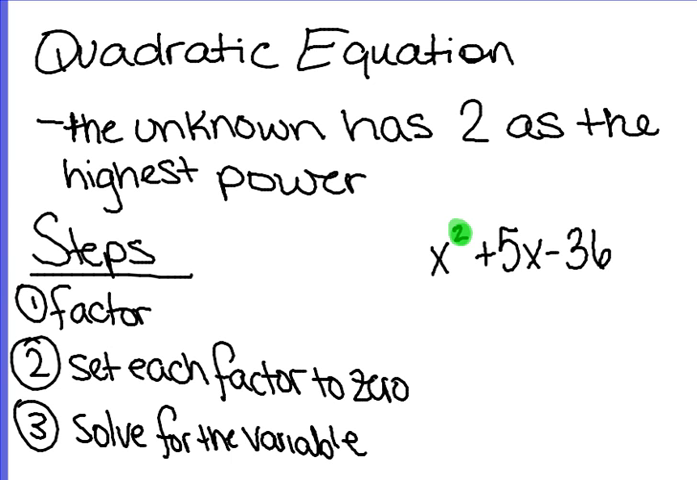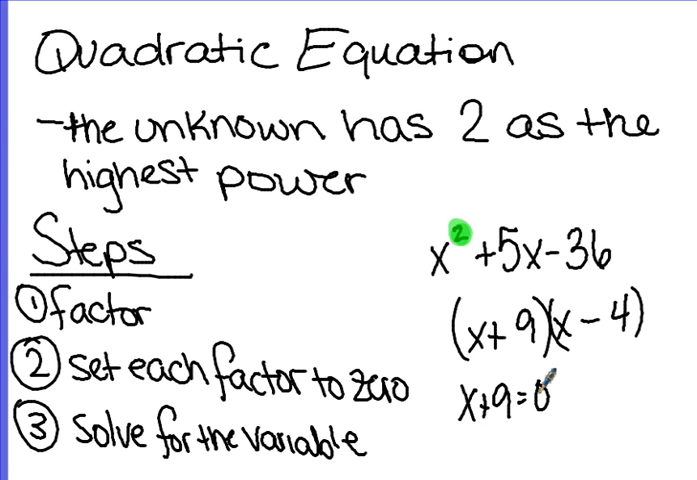All we do when we solve these is we factor. So if I'm factoring this, my first term is going to be x. And then I'm looking for terms that multiply to give me 36, but add or subtract to give me 5, and that would be 9 and 4. Then we write our signs accordingly. We set each factor equal to 0, so x plus 9 equals 0, and x minus 4 equals 0. And then we solve for the variable. So in this case, x would equal negative 9, and x would equal 4. So that's solving a quadratic equation.